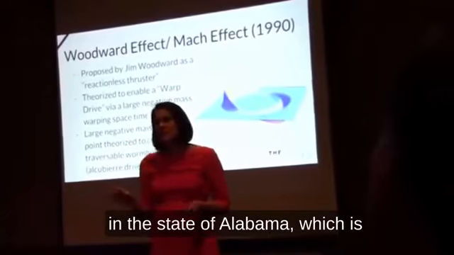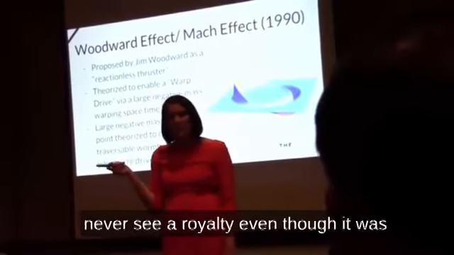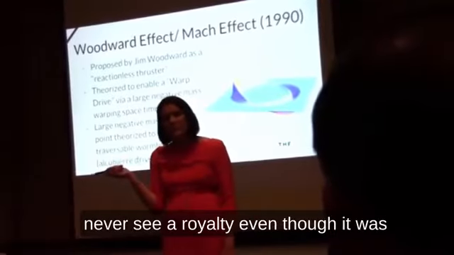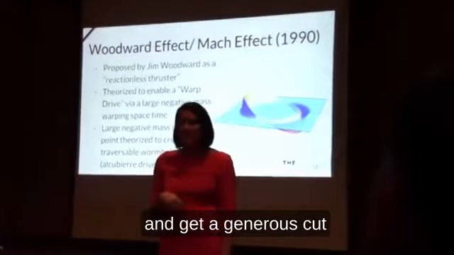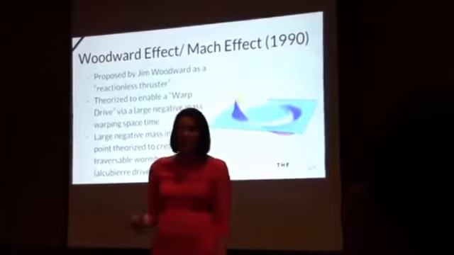B Corps actually don't exist in the state of Alabama, which is why we're registered in Delaware. Some states have them, some don't. But we're planning on negotiating generous royalty rights to the inventor, because you can go over to the arsenal and invent for 40 years or 30 years and never see a royalty, even though it was your idea. Or you can come to the Institute and get a generous cut of your own intellectual property. And we, of course, would have the resources to commercialize it. Yeah, that's the next step.